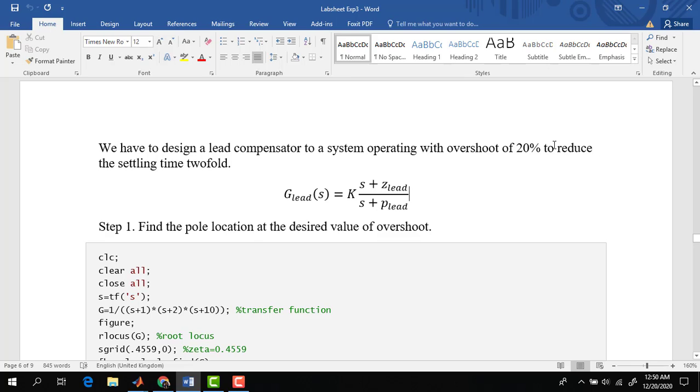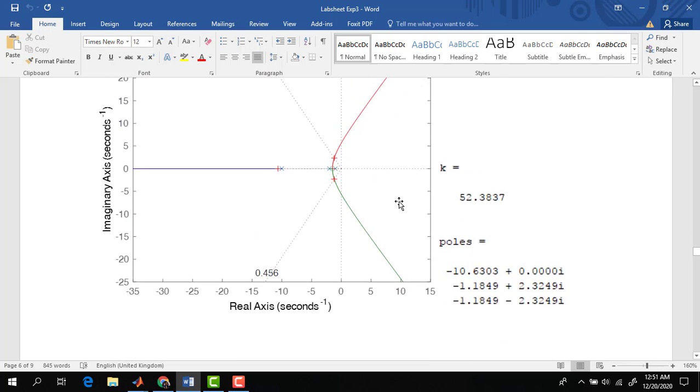We have to reduce the settling time, or Ts, twofold. So our task here is to improve the settling time by a factor of 2. That means if previously the settling time is 10, now the settling time will be 5. But we have to keep the overshoot at 20% fixed. So let's move forward. At first we have to draw the root locus.